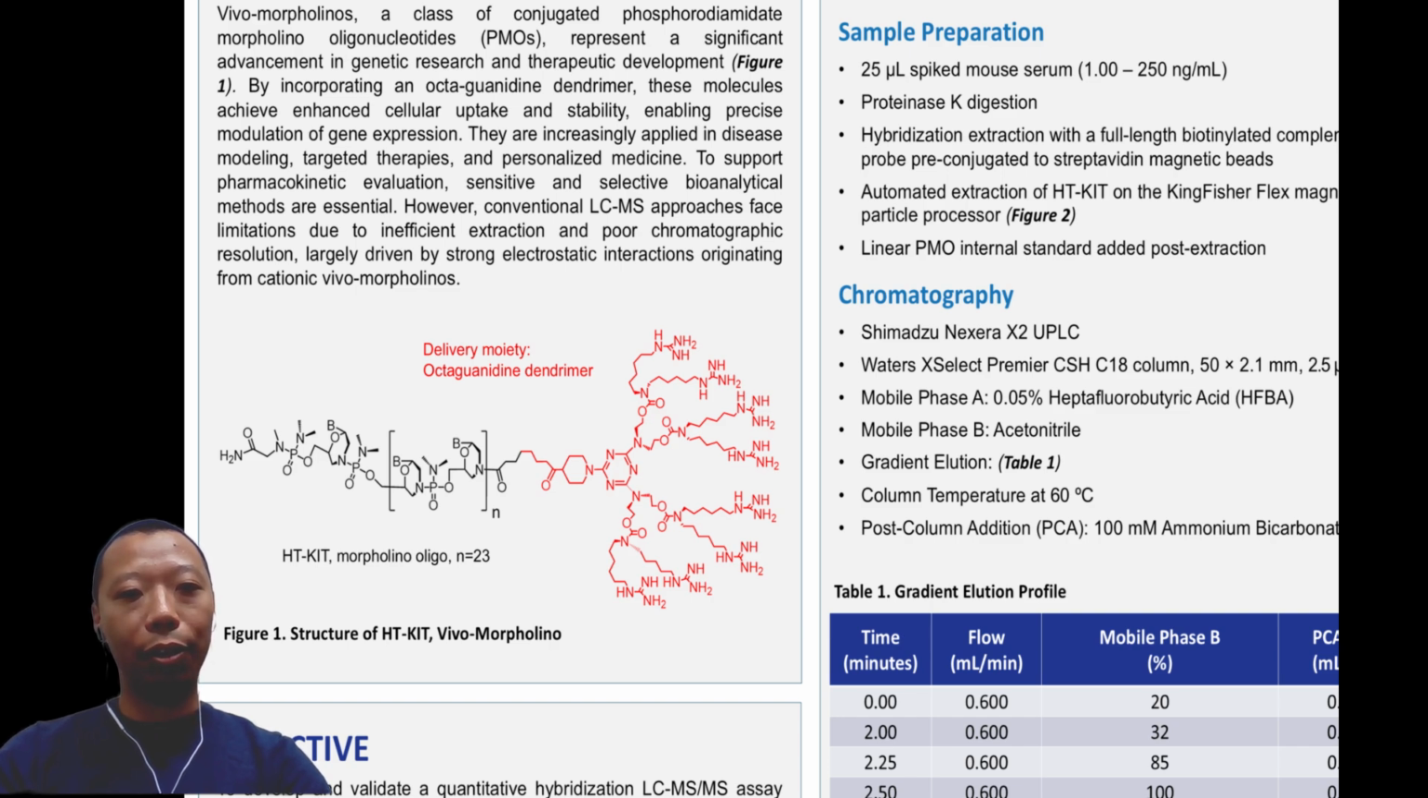However, conventional LC-MS approaches face limitations due to inefficient extraction and poor chromatographic resolution, largely driven by strong electrostatic interaction originating from cationic vivo morpholinos. Our goal is to develop and validate a quantitative hybridization LC-MS assay for HTKIT, an octaguanidine conjugated vivo morpholino, in mouse serum over an analytical range of 1 to 250 nanogram per ml.